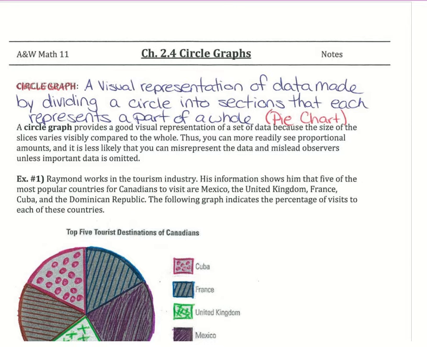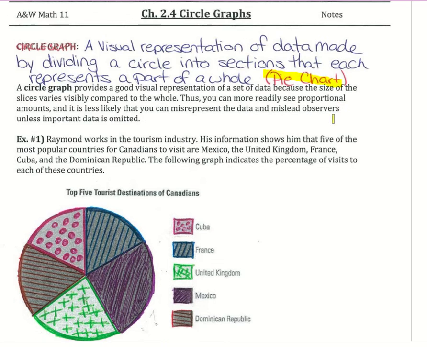Circle graphs are a visual representation of data made by dividing the circle into sections that each represent a part of a whole. So again, it's a little bit different. We also call a circle graph a pie chart. A circle graph is a good visual representation.